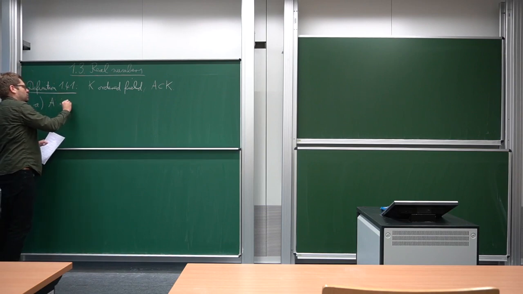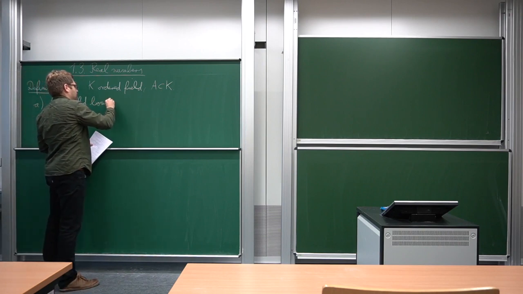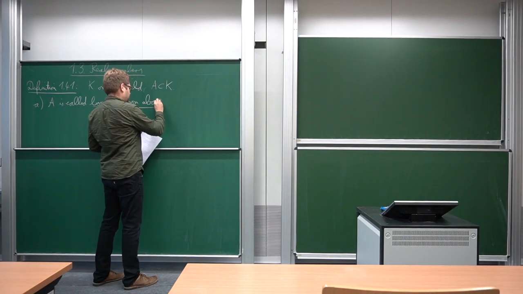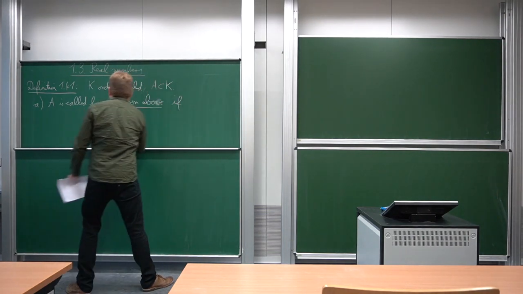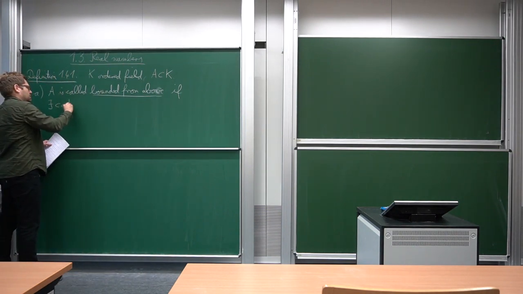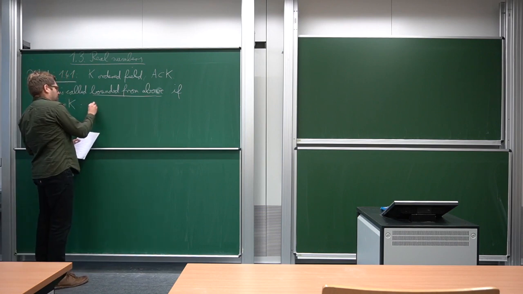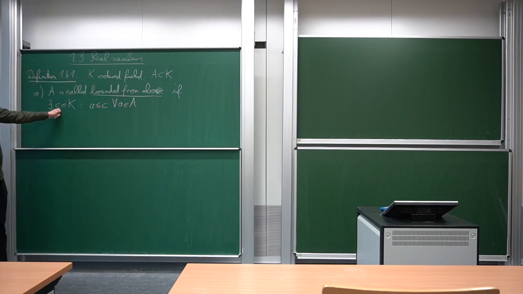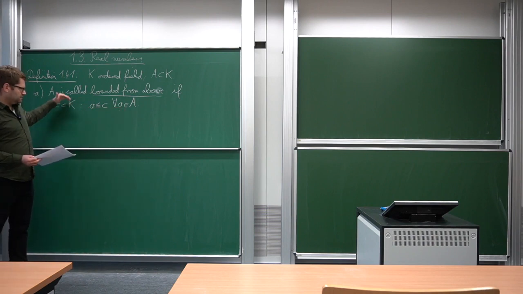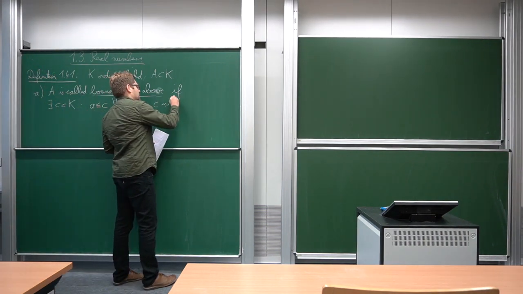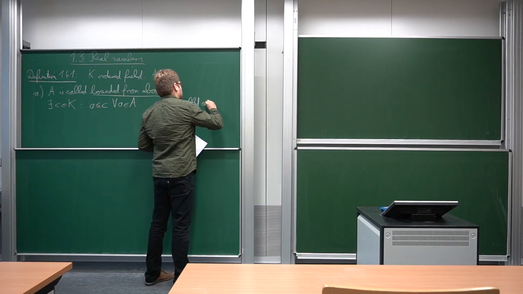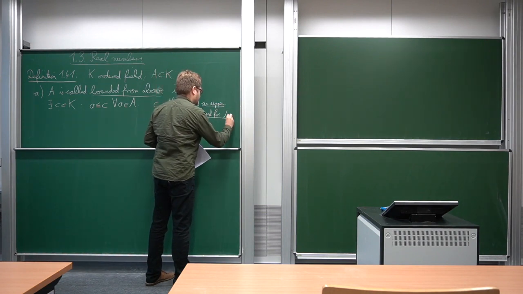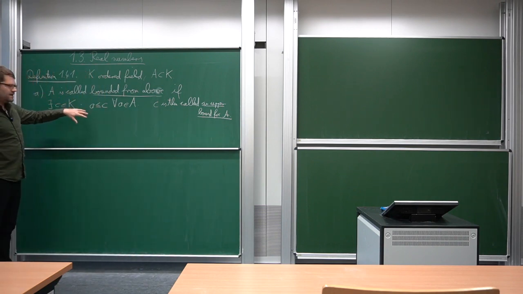First of all, the set A is called bounded from above if the following holds: if there exists an element of the field, I will call C, such that a is smaller than or equal to C for each element a of A. So the same C for all elements of A. So C is then what we call an upper bound for A. So we've got one element such that everything lies below.